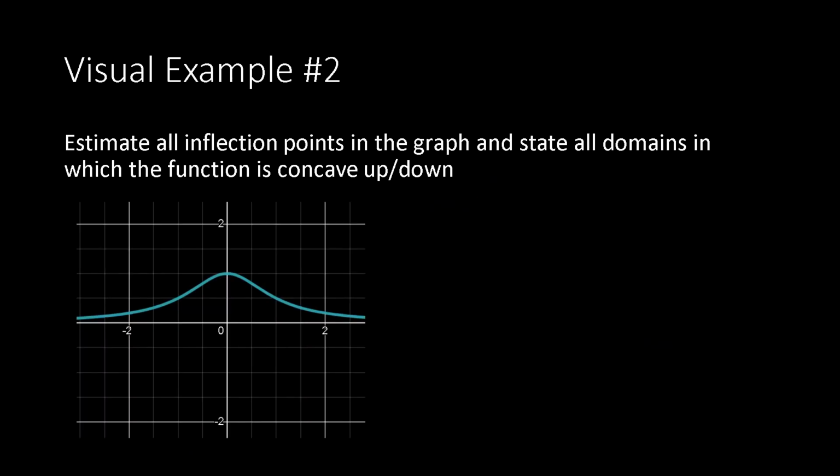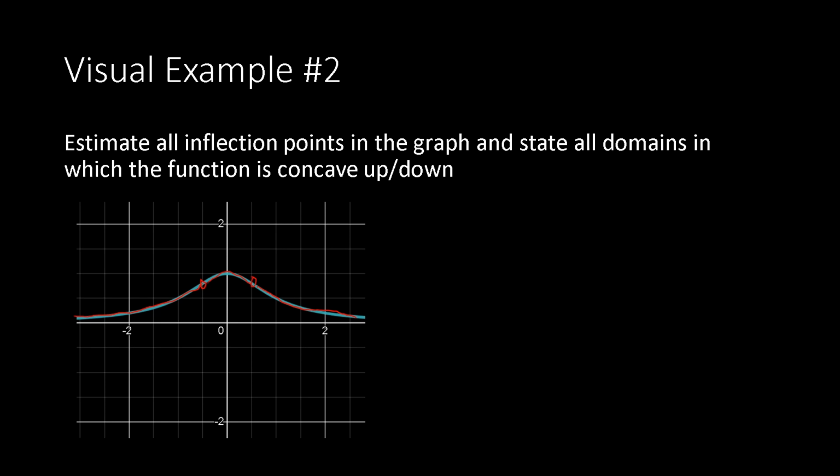This looks a little bit more difficult. We're doing the same thing here. So I'm just going to start from the left. As you can see, we're concave up because the function is curving upwards. But around here, we start to be concave down as we reach this maximum point. And then here again, we start going back up. So this is going to be concave up again.